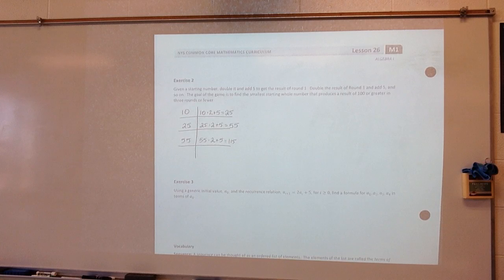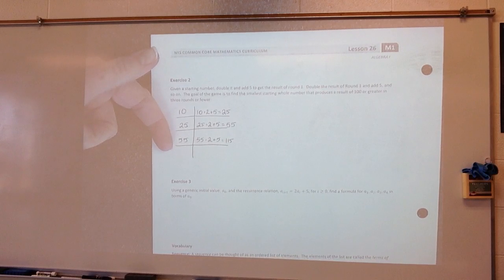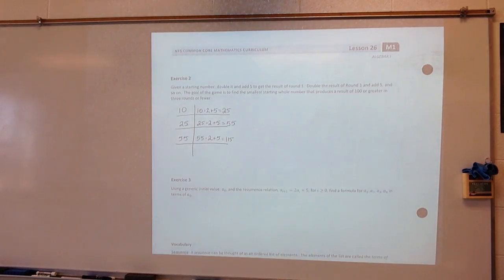Why will all numbers greater than 10 work? Well, if 10 works, then I know that the more I multiply and the more I add, it's going to work. So anything greater than 10 is going to work.